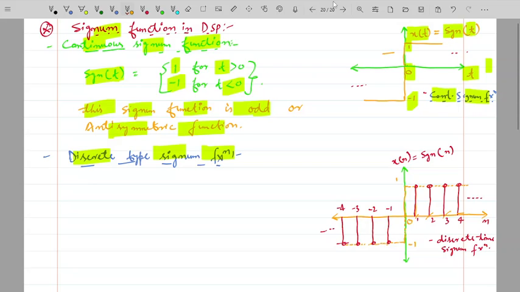Here we represent the discrete signum function with n. When the values of n are positive, greater than 0, the signum function x of n has positive amplitude, meaning 1, and when the values of n are less than 0, the signum function has a negative amplitude of minus 1 for all the negative values. So the mathematical representation of this discrete time signum function is as follows.